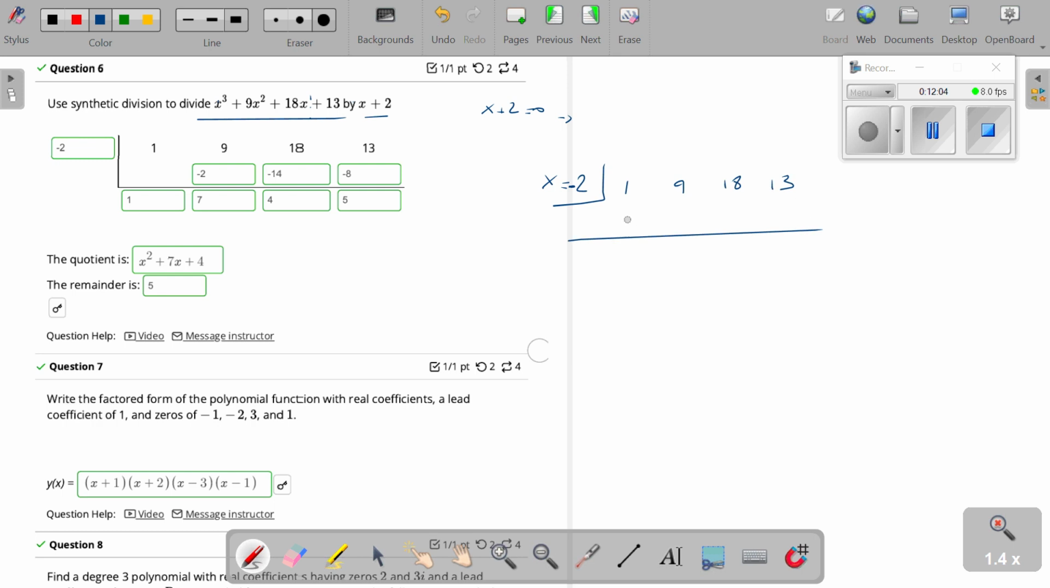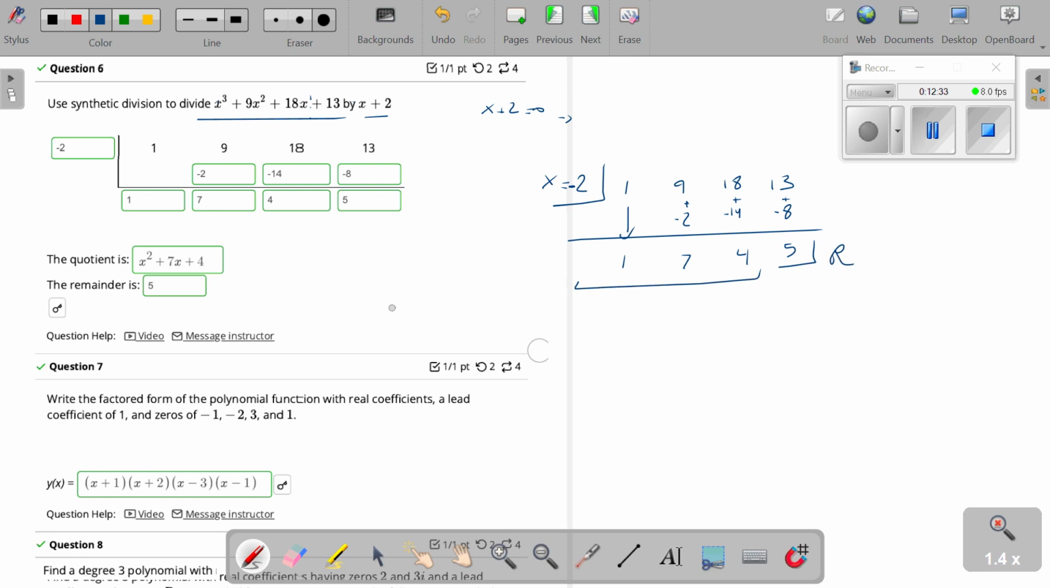Then you're going to bring 1 down. 1 times negative 2 is negative 2. 9 plus negative 2 is 7. 7 times negative 2 is negative 14. 18 plus negative 14 is 4. 4 times negative 2 is negative 8. And 13 plus negative 8 is 5. Now, the last number here is your remainder.